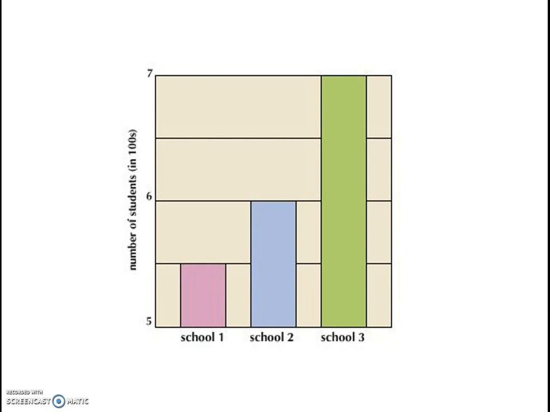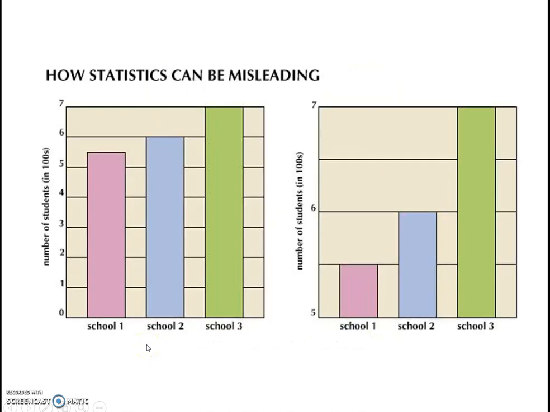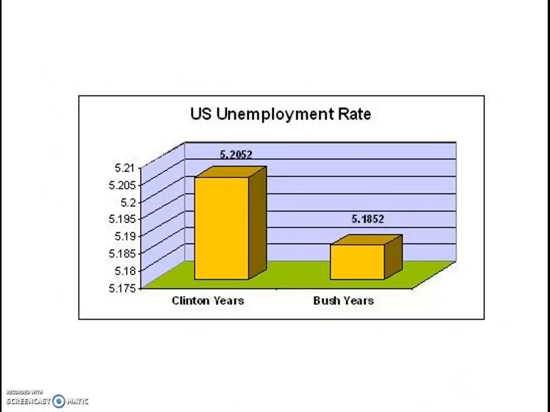Alright, so here's a bar graph, so they didn't use pictures, so that should be better. But why is this misleading? Why is this deceptive? Notice your vertical axis here starts at 5. If we were to compare this, where my axis starts at 0, the difference between the three schools doesn't seem as dramatic as it does on the graph on the right. So some things to think about.